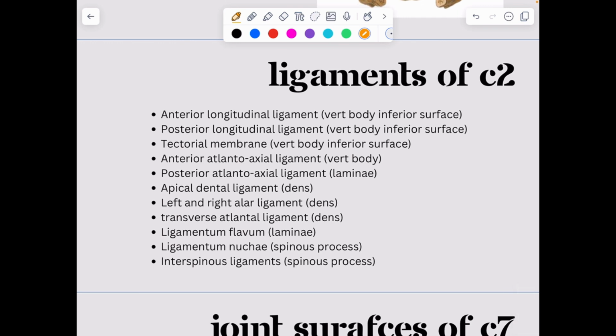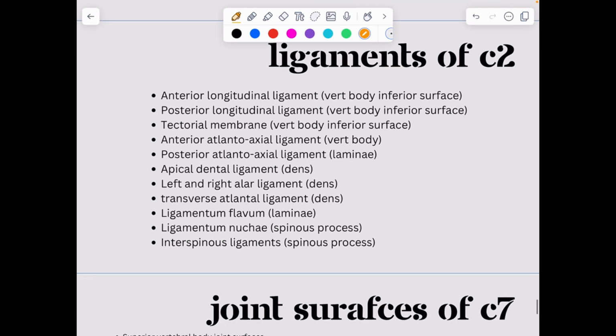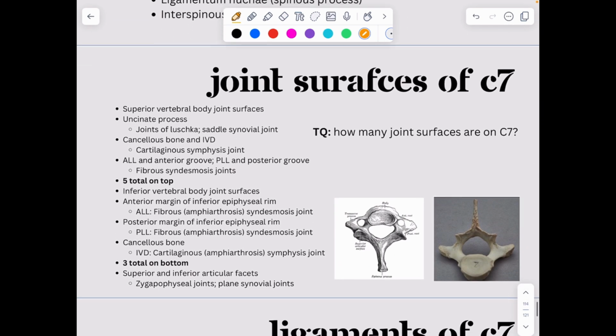This is just an exhaustive list of the ligaments of C2 and where they are found. It's like the ALL, the vertebral body, the inferior part of it. So yeah, that's just for you to have.